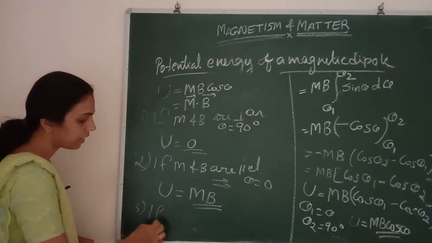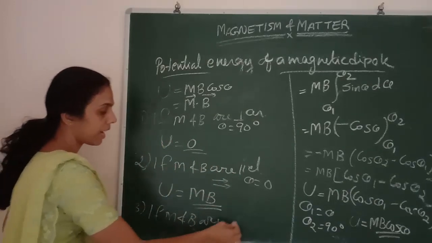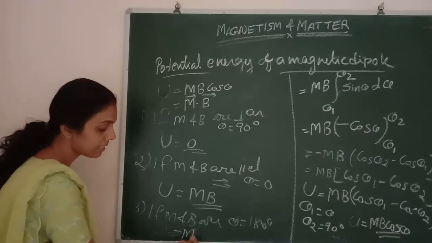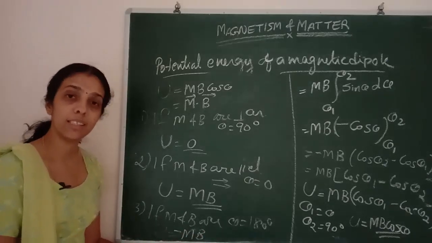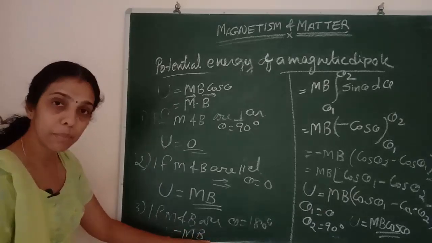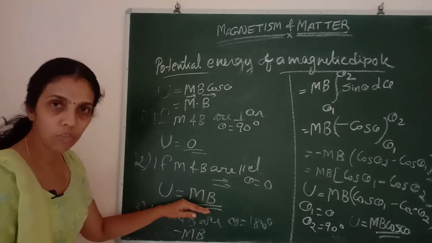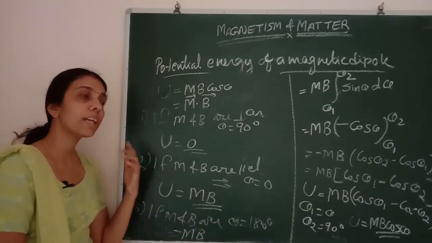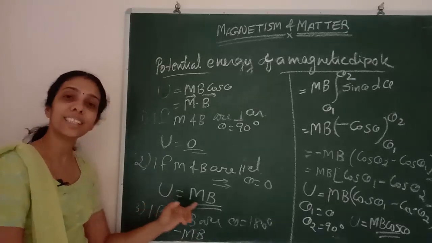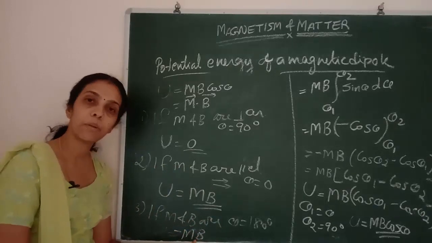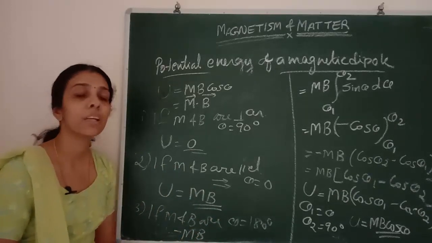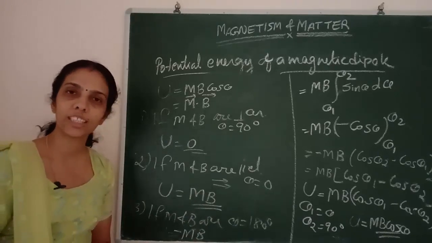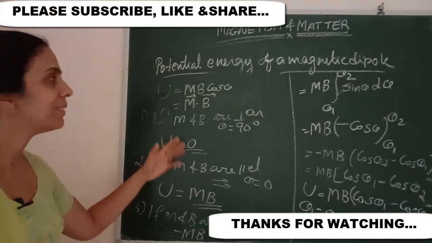And in the same way, if m and B are anti-parallel, having an angle of 180 degrees, then U will be, since cos 180 is minus 1, minus mB. We will get the potential energy as minus mB. So this is for the stable equilibrium, and U equals plus mB is for the unstable equilibrium. Stable equilibrium has the minimum energy, which is negative, so it has to come back to the stable equilibrium. Okay, is this clear for you?